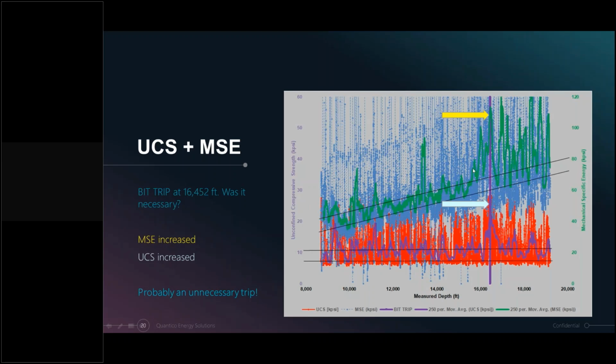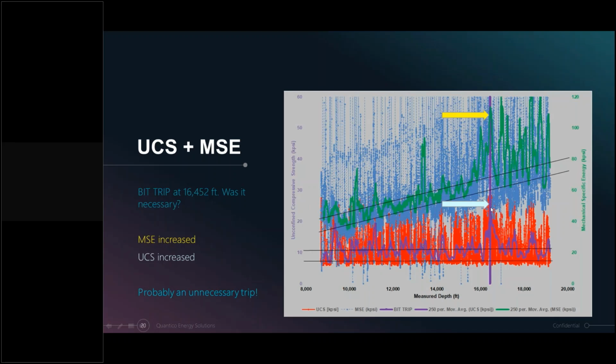It's a very difficult decision on what to do because they're so close to TD here. Do they pull out and call it TD? Do they pull out, replace the bit, go back in and finish the lateral? Or do they just leave the bit and try to drill through the rest of the design lateral? In this case, they tripped out.